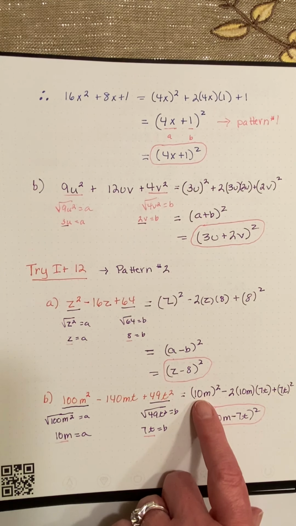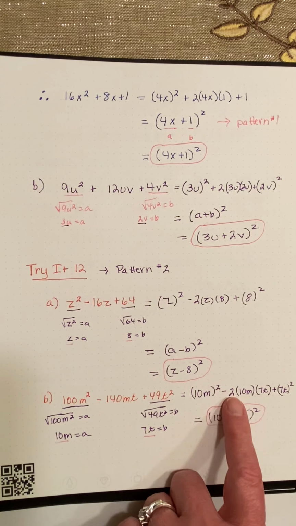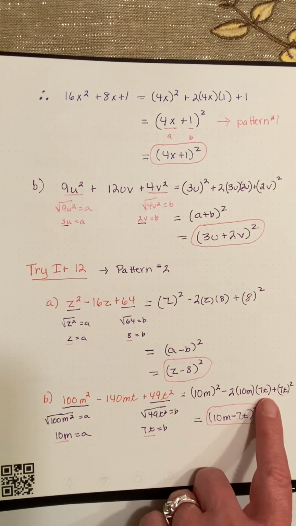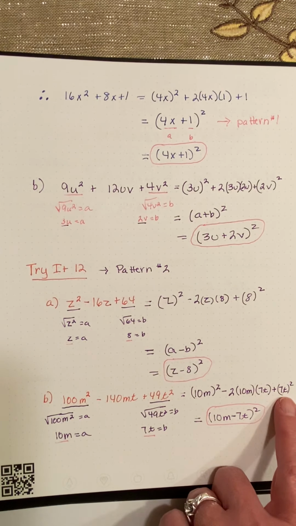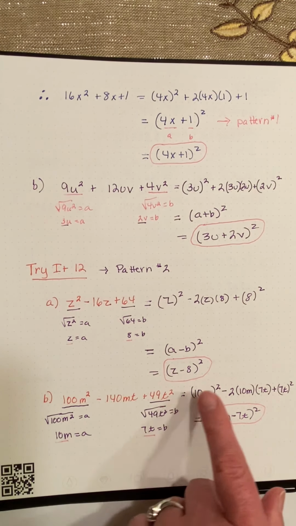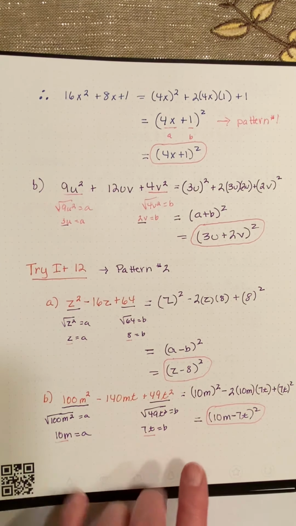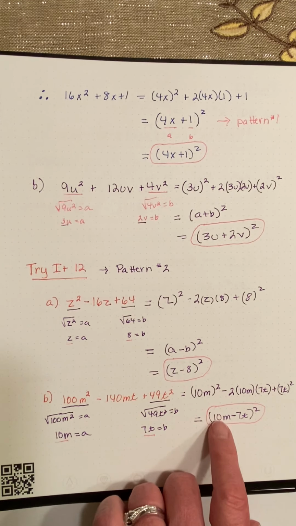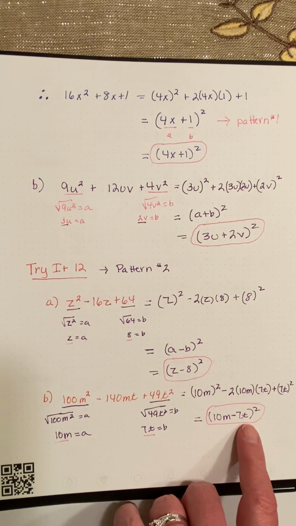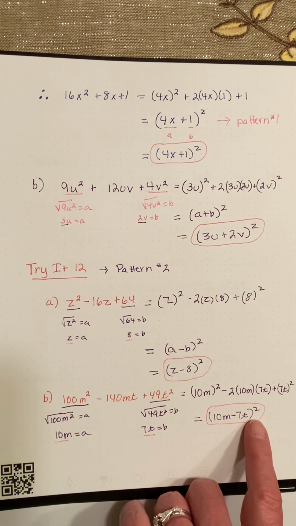A, which is 10m, squared, minus 2 times a, 10m, times b, 7t, plus b squared, or 7t squared rather. And then I just put it into the form of the pattern, which is (a minus b) squared, which is (10m minus 7t) squared.